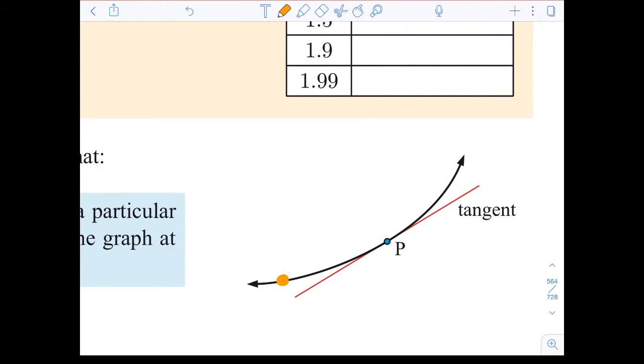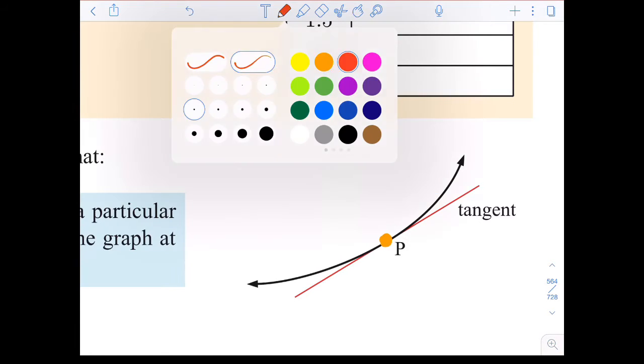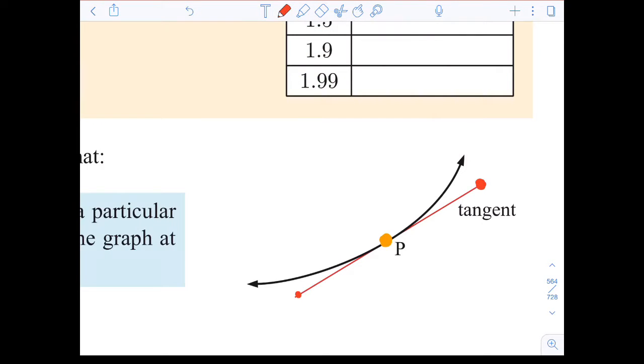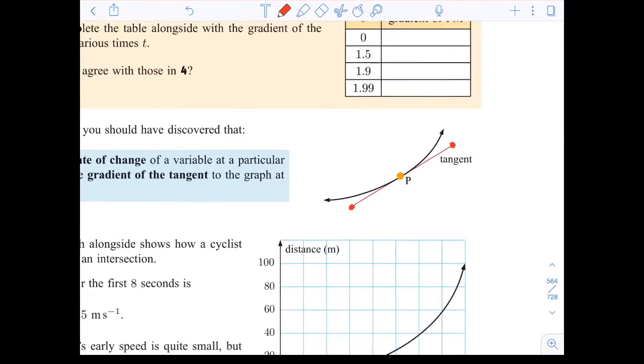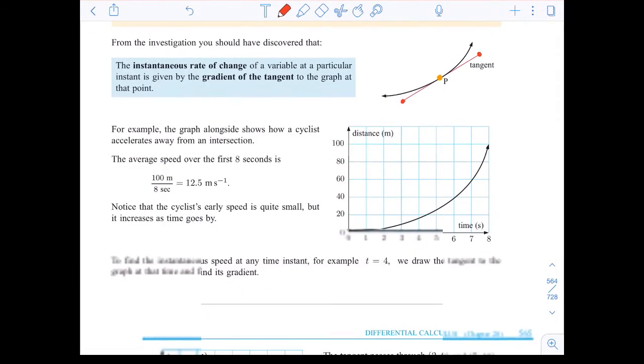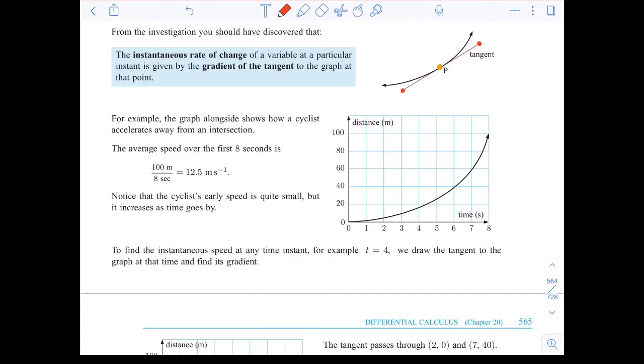Remember, average rate of change had 2 points on the line, and we found the slope between those 2 points because we had coordinates for them both. But for instantaneous rate of change, we only have one spot because I'm only interested in that one spot in time, how fast something was traveling, or the rate of change right at that one time. So I don't have points on this tangent line here or here to help me. So what do we do? From the investigation, you should discover that the instantaneous rate of change of a variable at a particular instant, right at P there, is given by the gradient, which we said was the slope of the tangent to that graph. So the slope of that red line.